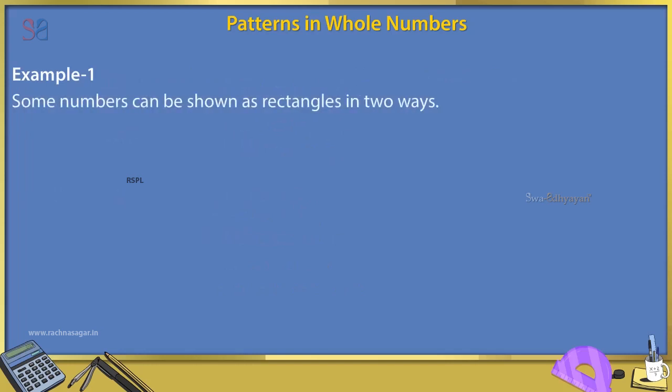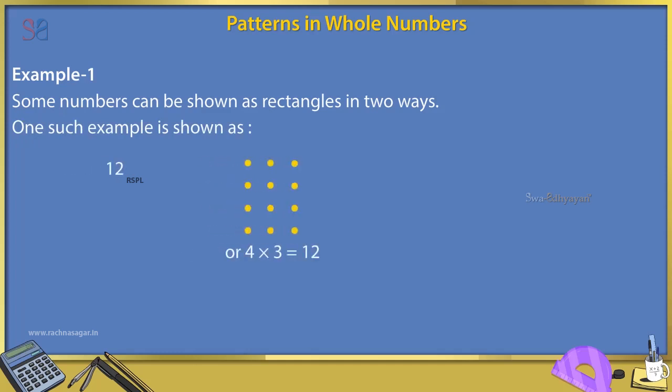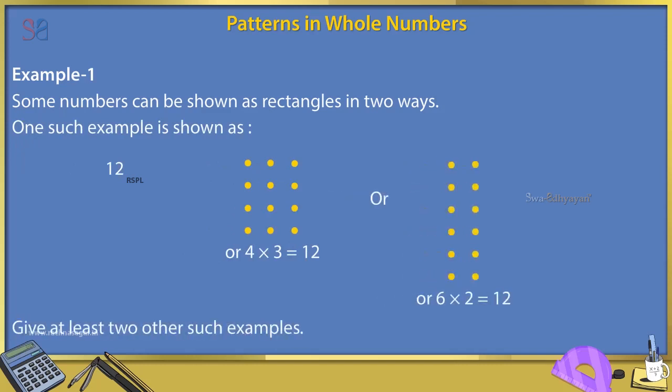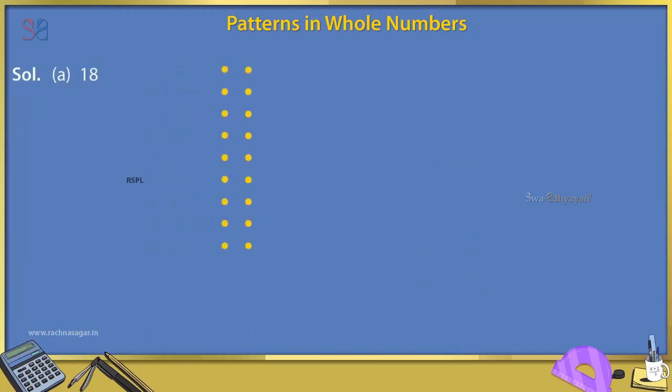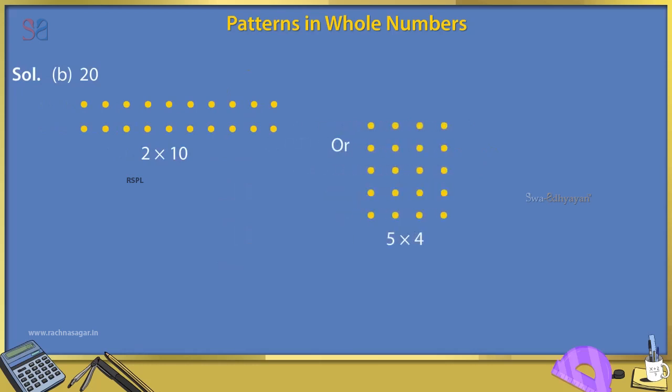Example 1. Some numbers can be shown as rectangles in two ways. One such example is shown as 12, or 4 into 3 is equal to 12, or 6 into 2 is equal to 12. Give at least 2 other such examples. Solution: A. 18, 2 into 9, or 3 into 6. B. 20, 2 into 10, or 5 into 4.